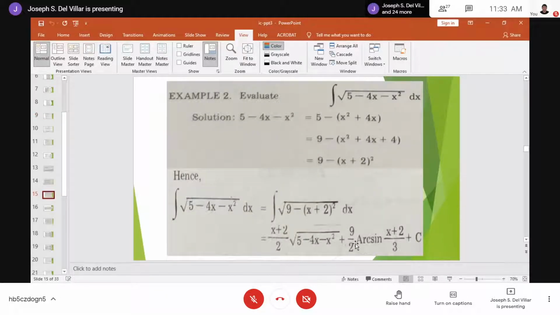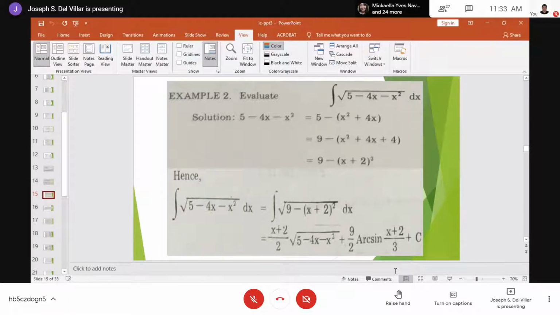Okay, so plus, okay, a squared. Ang a squared natin is, this is 3 squared. And a squared is 9, so that is 9 over 2. Arc sine of u, so that is x plus 2 over a, which is 3. Kasi 3 squared to plus c. Okay? So ito na yung pinaka-answer.